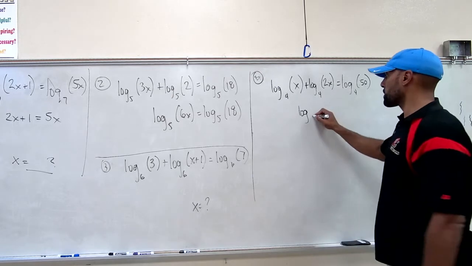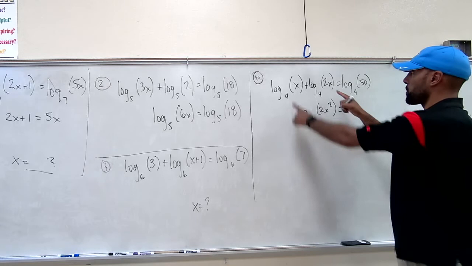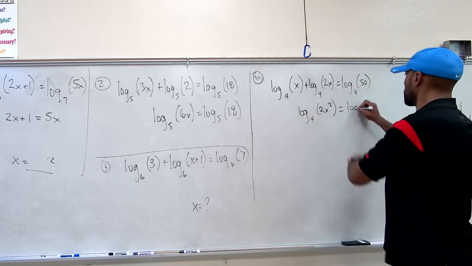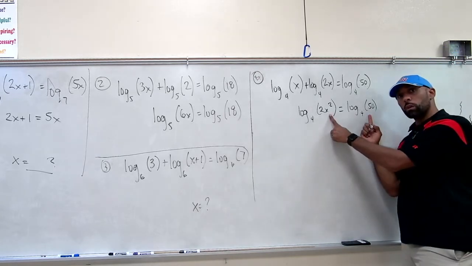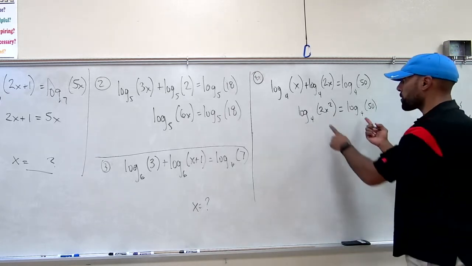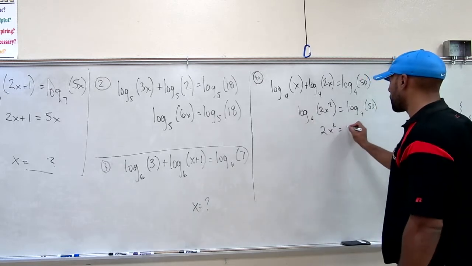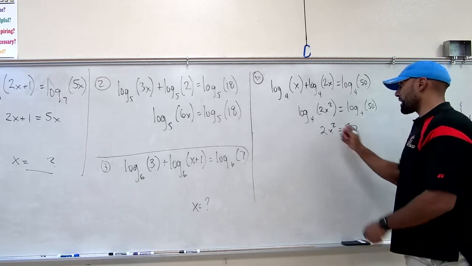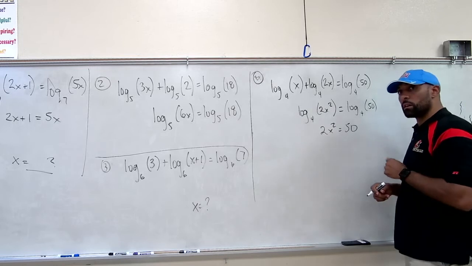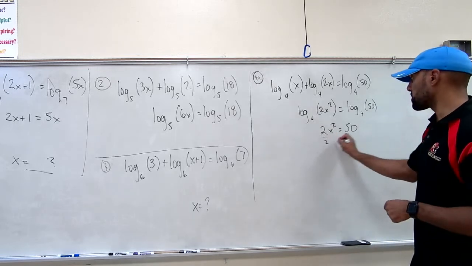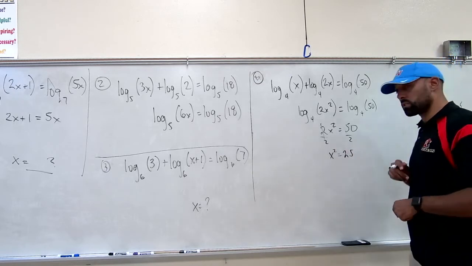Multiply those together: 2x squared. Because remember, x times x, that's x squared. Now I've got one log on each side. Cancel them out. But now I've got x squared, that's different. The other ones were just x, right? So first let's get the x squared by itself, divide by 2. x squared equals 25.